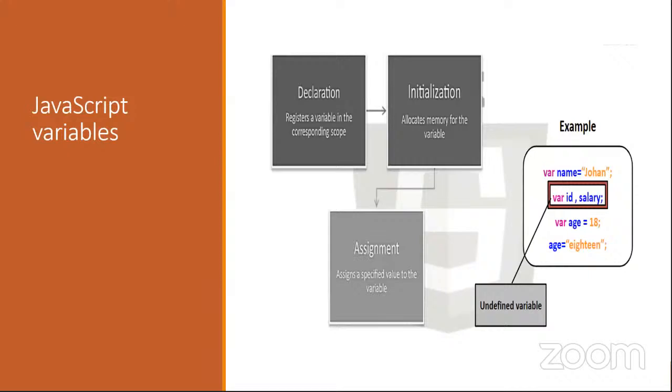Fine. So variables are basically used for storing data. That can be any type of data, maybe numbers or characters, or numbers with fractions, anything. Here it's given about declaration. Declaration registers a variable in the corresponding scope. Again, there is a scope for each variable. Those variables can be initialized, meaning allocating memory for a specific variable, and along with that memory, we can assign a specific value to the variable.